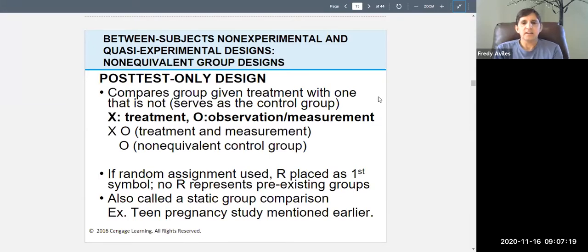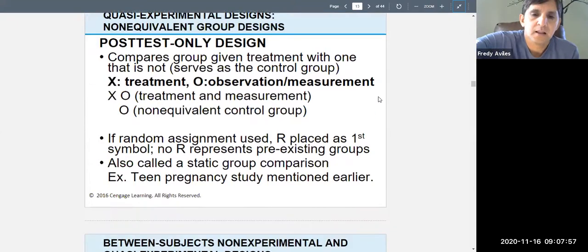Okay, more terminology. An example would be the teen pregnancy study that I mentioned before. X means that in that group, they went through the teen pregnancy program, and then you checked the pregnancy rates sometime later. Another school, they didn't get the teen pregnancy program, and then you check their pregnancy rates later. Okay, that's a post-test only design. If you use an R, that means that you use random assignment. But in this example with the teen pregnancy program, you did not. You can't use random assignment. So there is no R. Like I said, a lot of terminology.